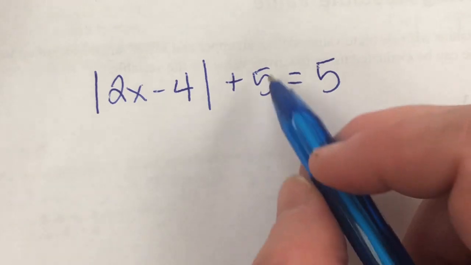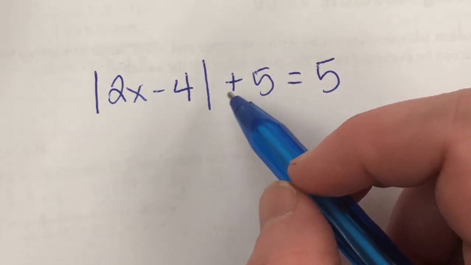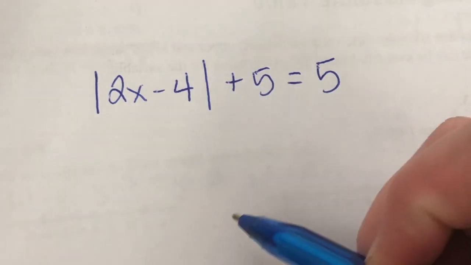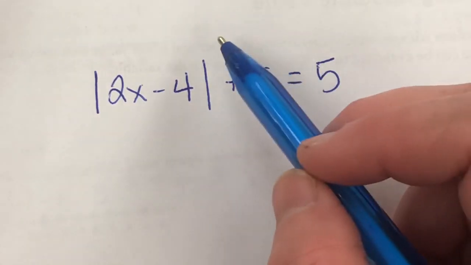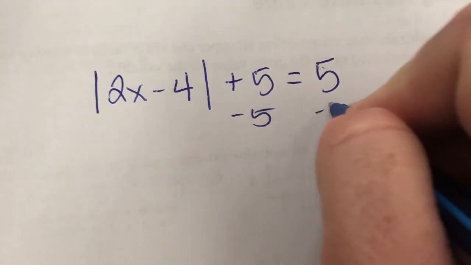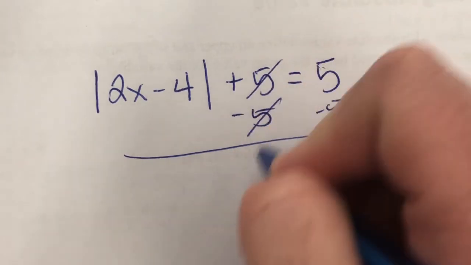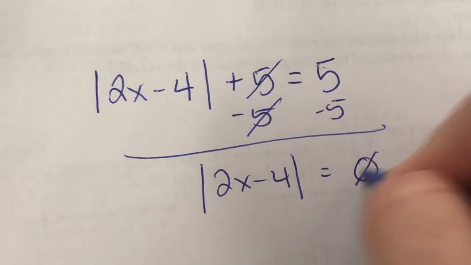Well, what do I do if I have a number outside absolute value and I'm trying to solve? You want to get rid of everything outside absolute value. You don't want anything left outside absolute value. So I need to get rid of this 5. These go away. Absolute value of 2x minus 4 equals 0.